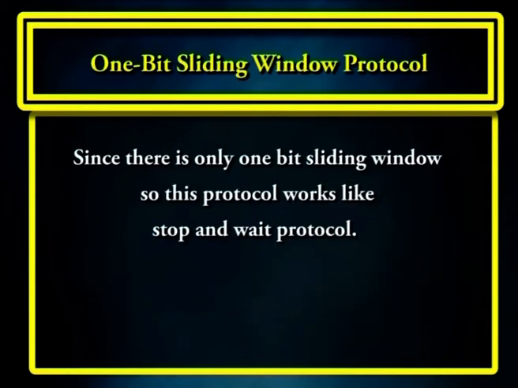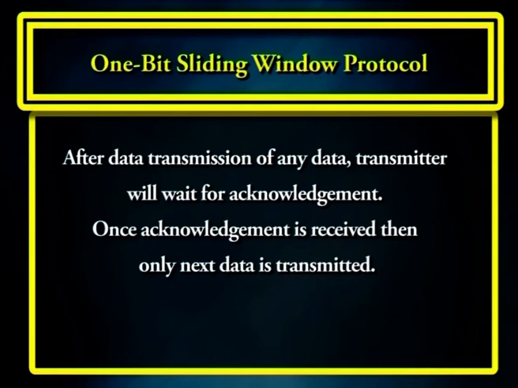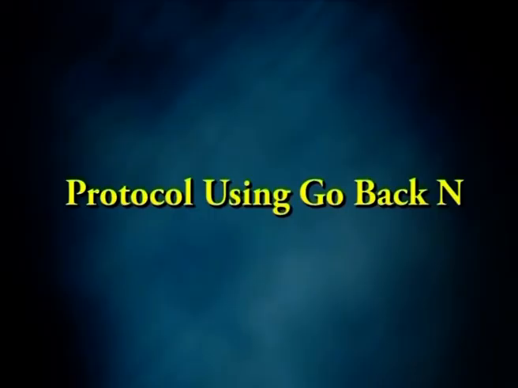Since there is only a 1-bit sliding window, this protocol works like the stop and wait protocol. After transmission of any data, the transmitter will wait for acknowledgement. Once the acknowledgement is received, only then is the next data transmitted. Next method is the protocol using go back N.